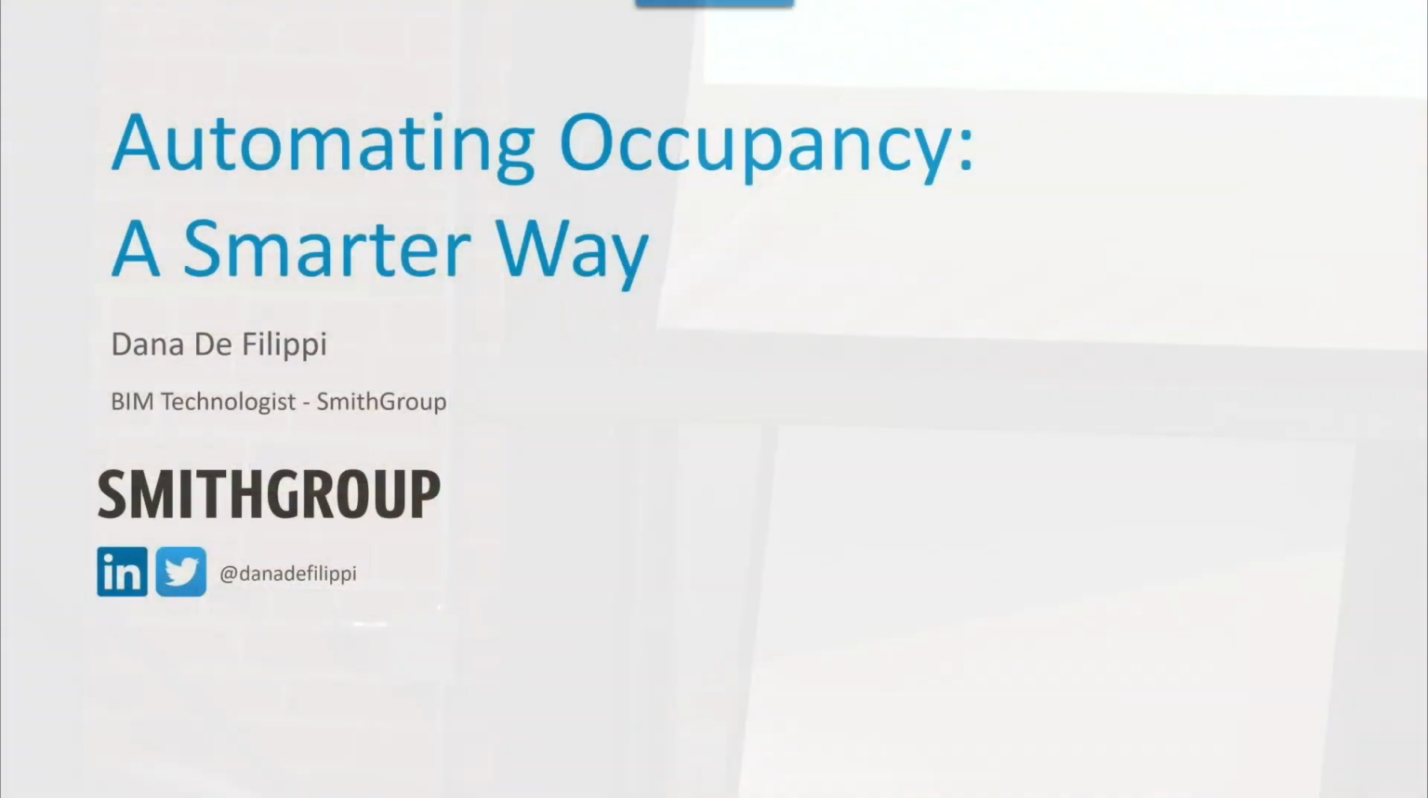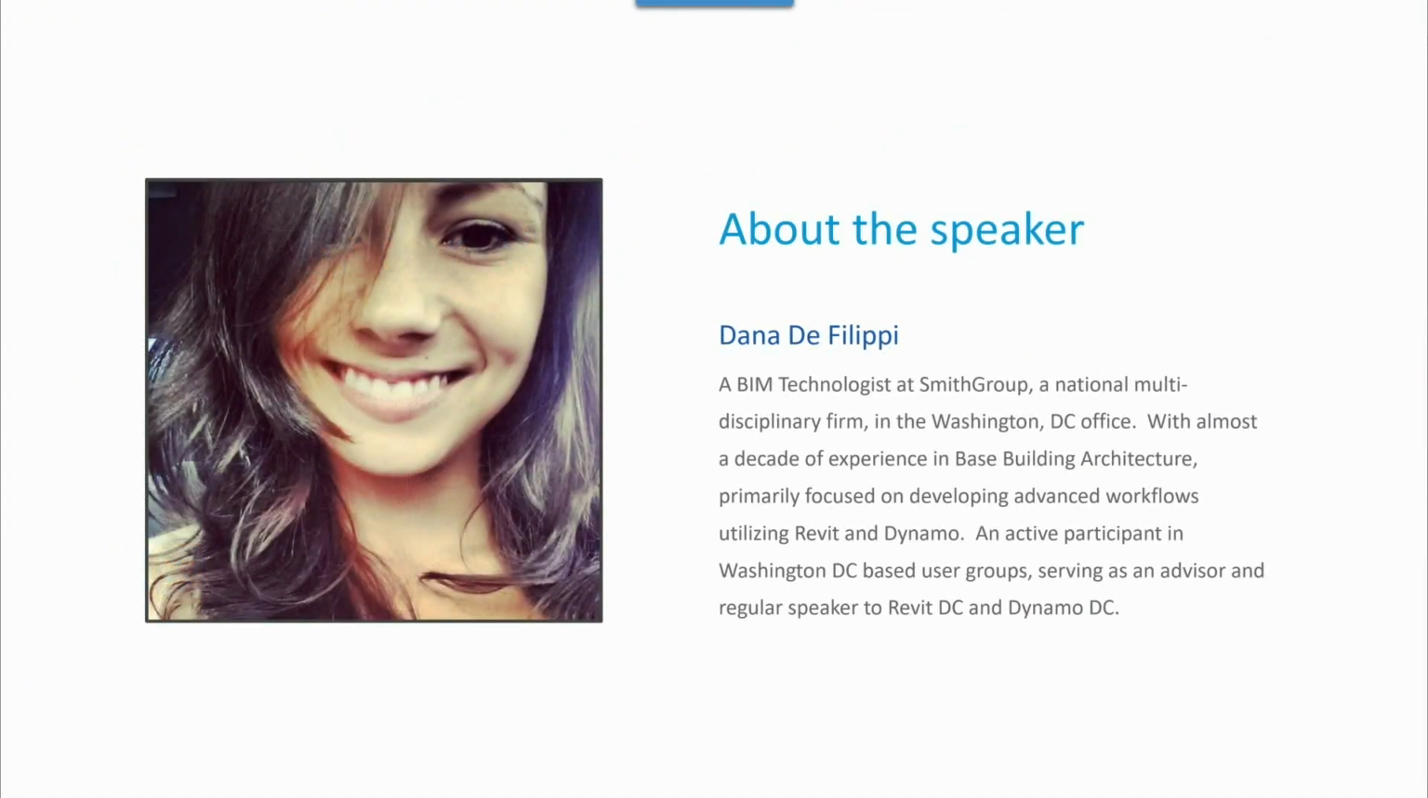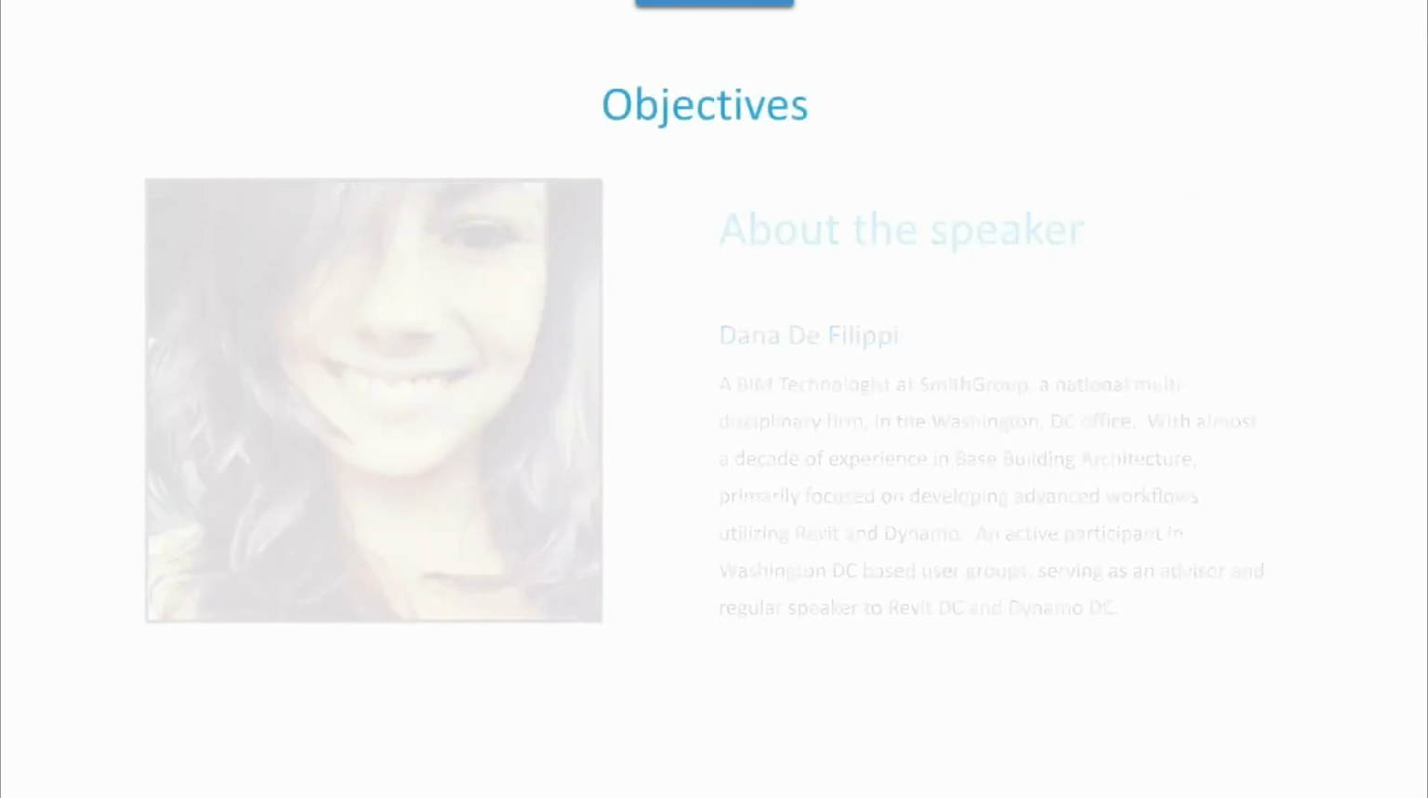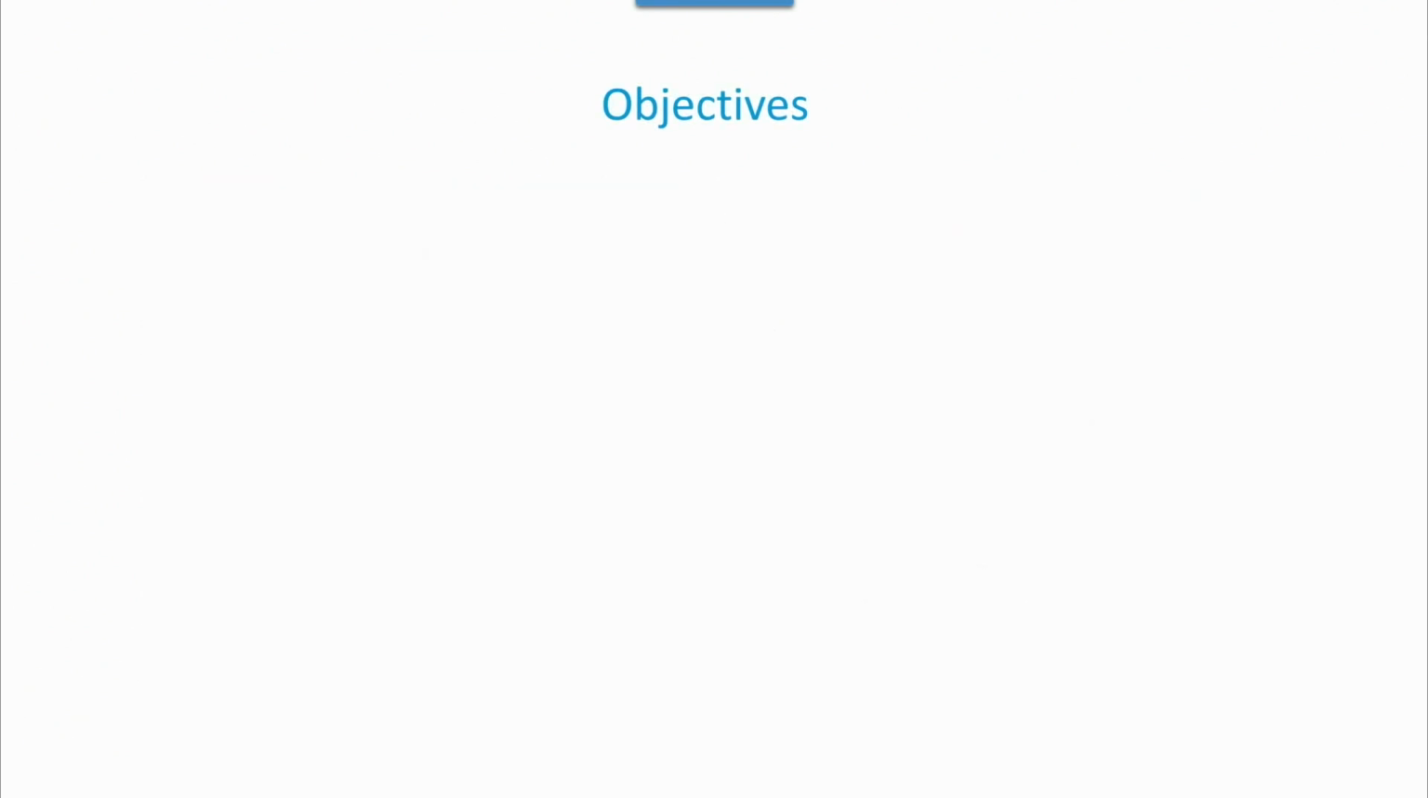Awesome. Okay. So I'm Dana De Filippi. I'm from DC. I currently work at Smith Group. I'm the Revit chick in my office. I have a background in architectural production, and I was always the one that wanted to make things more efficient. So I moved over to the BIM side quite a while ago. And as Jeff mentioned, I'm also part of the Revit DC Advisory Board. So definitely appreciate all the survey comments and all that good stuff.